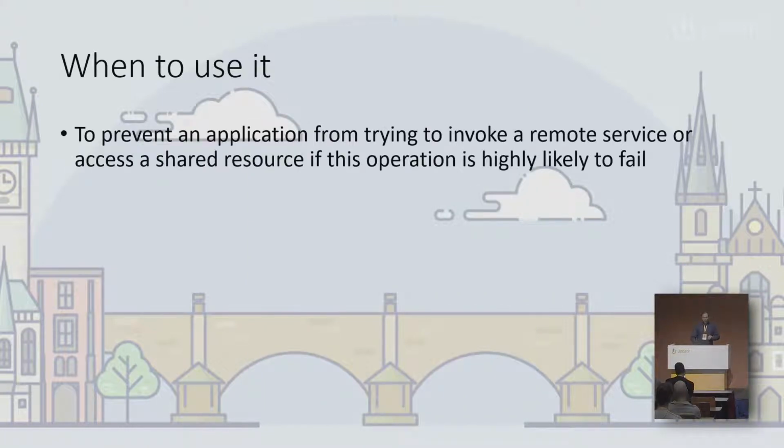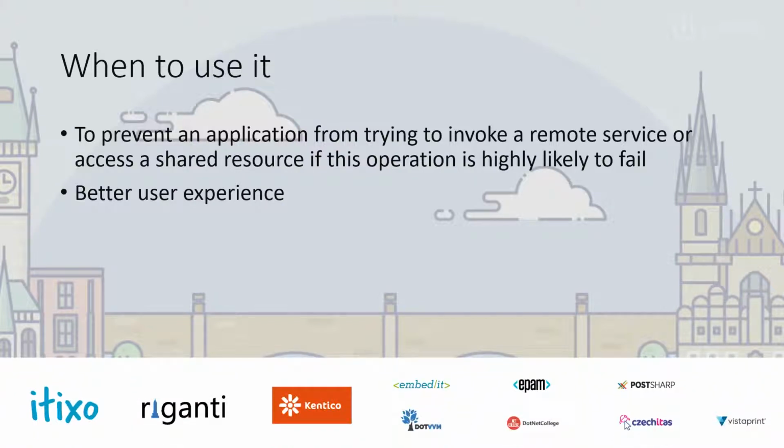So when to use it? When you want to prevent an application from trying to invoke remote services or access resources that are highly likely to fail. Just like my calling of the weather report, it might actually fail, right? So I might want to use a circuit breaker if I'm in the business of weather reports. It gives a better user experience. You're not left loading, wondering what's going on.